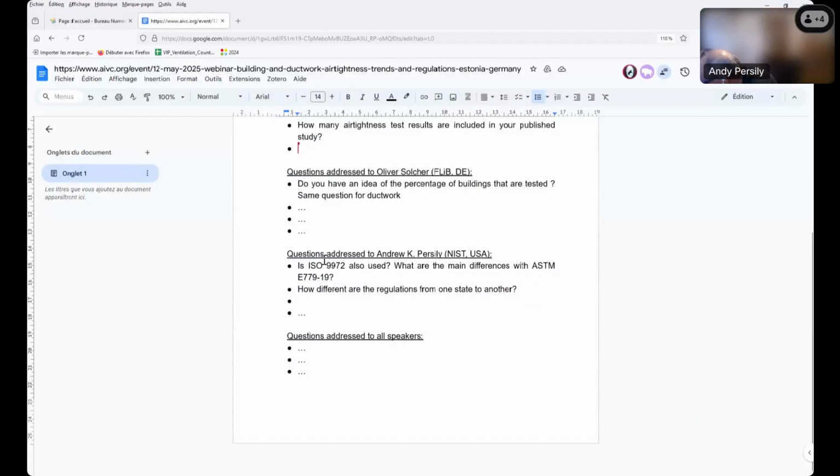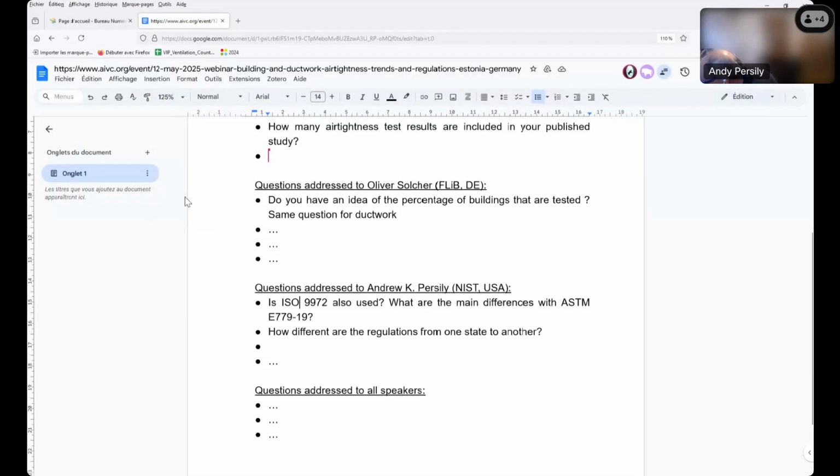I think, hopefully I'm not misstating things, but I think the ISO standard is a little bit more general since it kind of gives a structure for the airtightness testing, and then it's up to the individual country to do their own detailed test methods, whereas the ASTM standard is very, very specific on the equipment, test pressures, calculations, and so on.